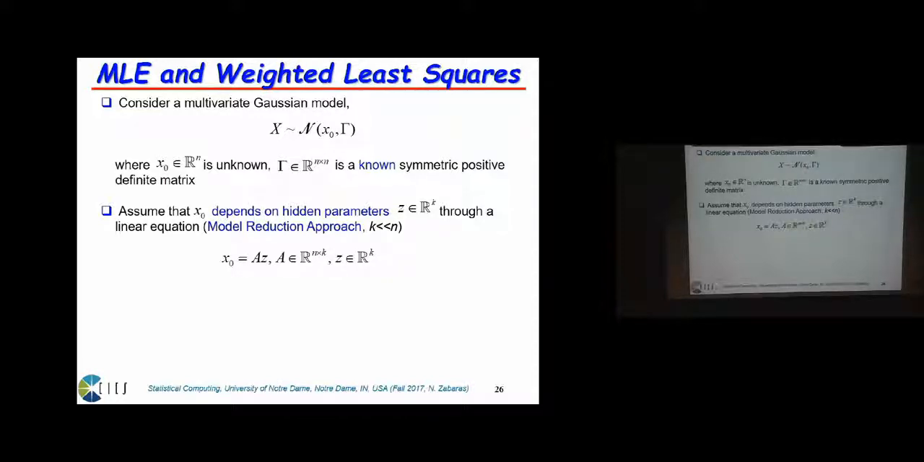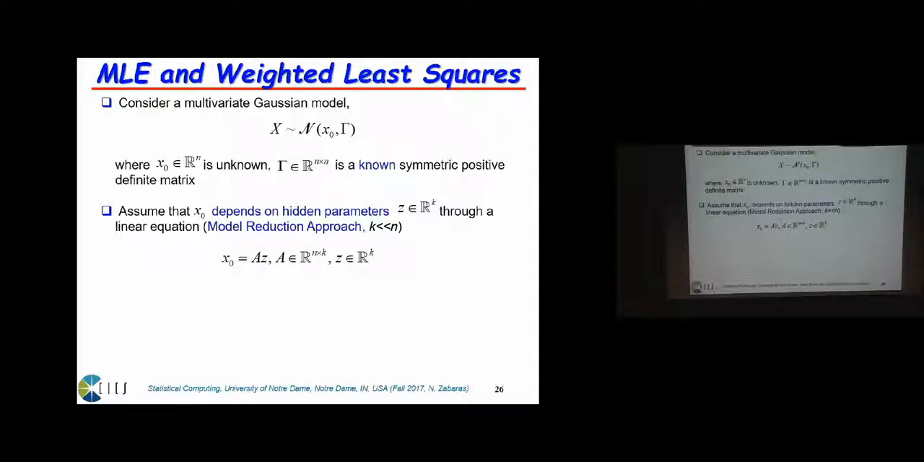Okay, again, given samples of X, we need to compute some point estimate of Z, and the data X are coming from the distribution that has a mean X0, which is AZ, and a variance gamma.